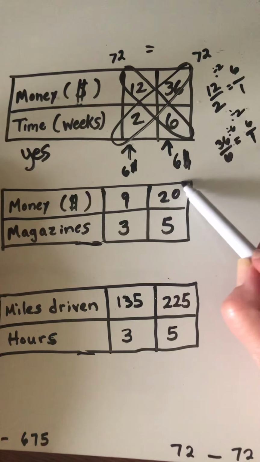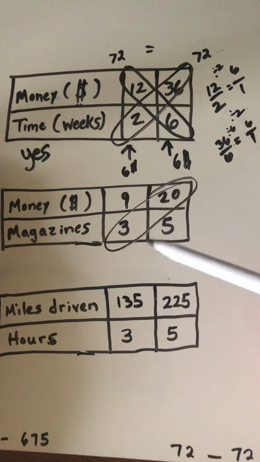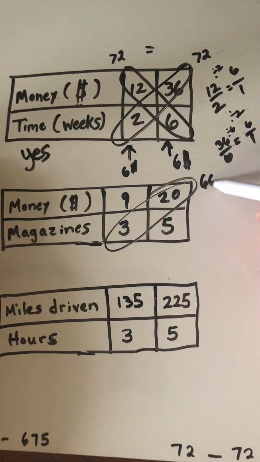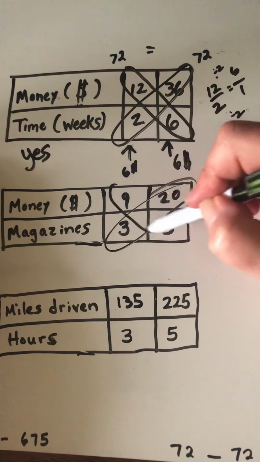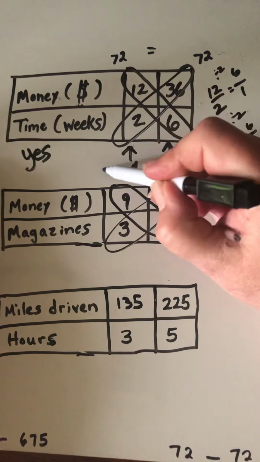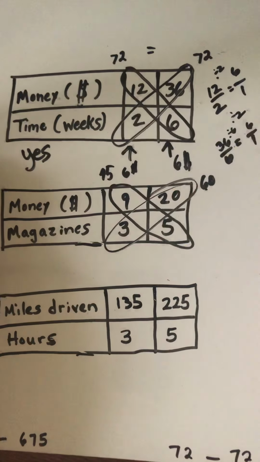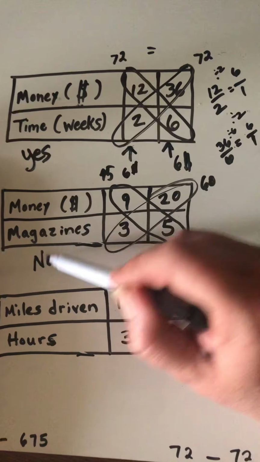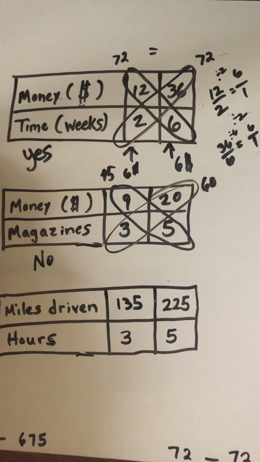But I want to do the cross multiplying, where I say 3 times 20 is 60. And I want to say 9 times 5 is 45. Are those two numbers equal, 60 and 45? No, so I would say no, they are not equivalent.